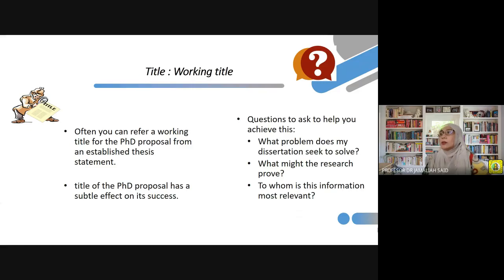A question to ask to help you achieve this: what problem does my dissertation seek to solve? Okay, what is actually your problem statement? What is the research proof? At the end of the day, what do you want to find actually? So that should be reflected in the title.